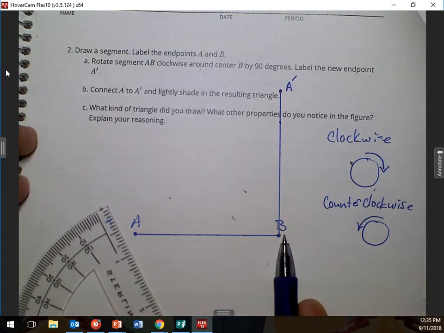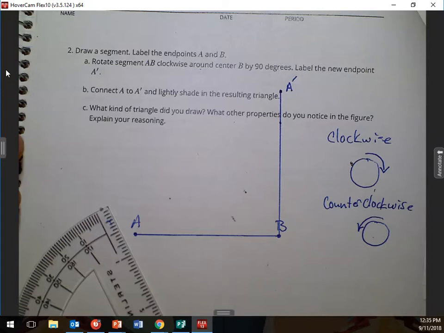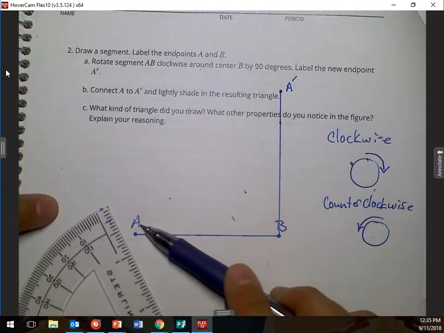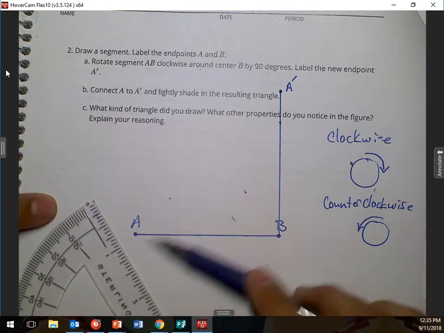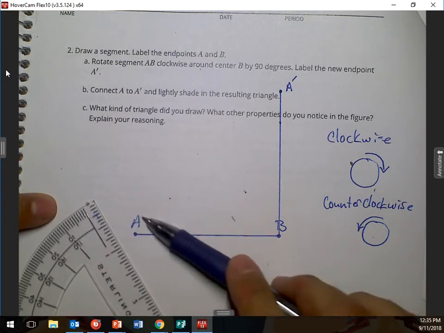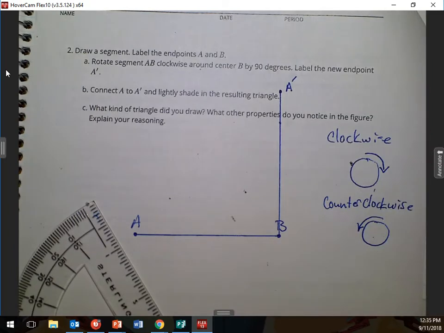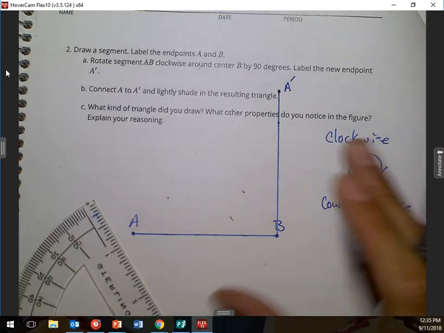So did I move B? Am I going to say B prime here? No, I didn't move that one. I only moved A. So what this is saying is I started with A. A is my pre-image. This is the pre-image, and this is my image. Is everyone okay with that?